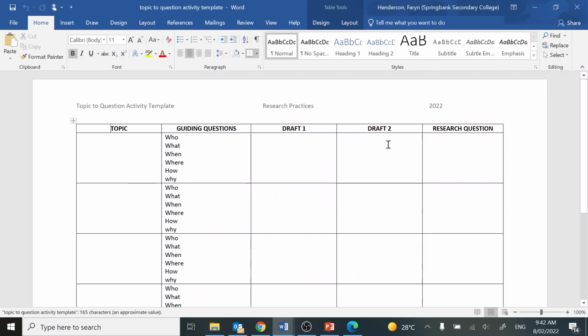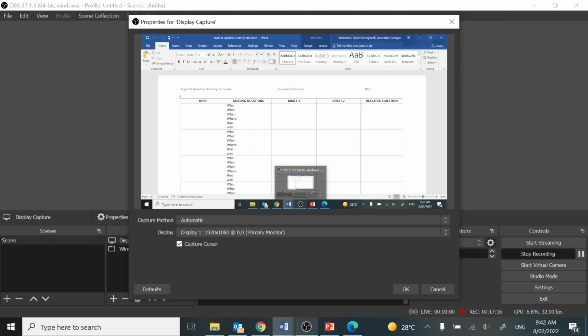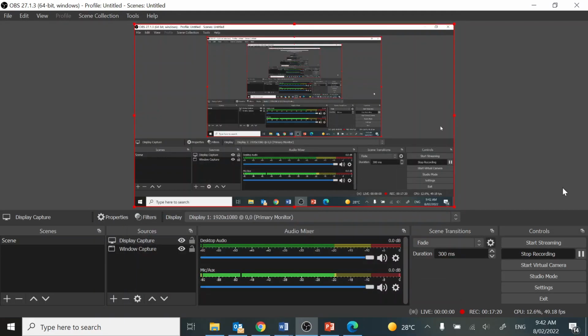Okay, so all I've done is essentially copy the template from that document, and I've put in here your topic, your guiding questions, and then your draft 1, 2, and then your final research question. So can I ask you to have a go at that? And then I want that submitted by day map. So have a go at all of that.